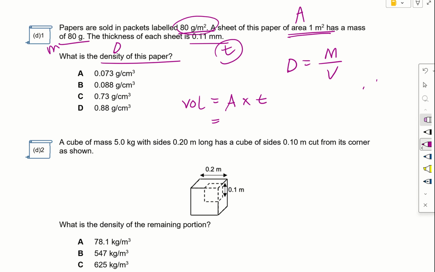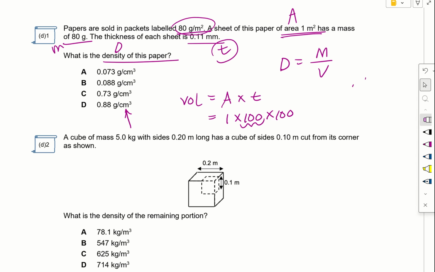The thickness is in mm, but if we look at the options, it is in cm, right? So I need to convert my meter square to cm. So it's 1 meter square, so I need to multiply by 100 twice, because every time I multiply by 100, it is changing from meter to cm, and because it is meter square, I need to do this twice. Okay, and this is in cm.